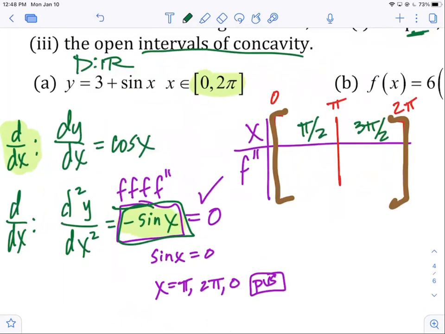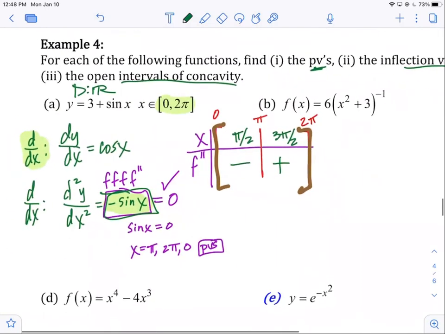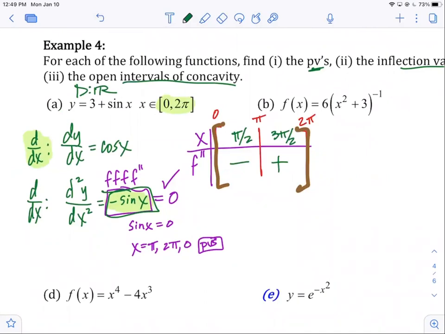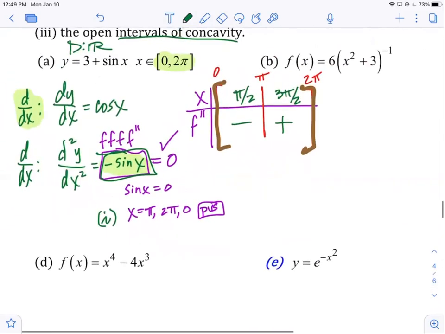So let's do that. Sine of pi halves is 1. 1 times negative is negative. And then 3 pi halves, sine of 3 pi halves is -1 times negative is positive. So this little number line chart is going to give us all the information we need. Okay. So we already found the PVs. That's part 1 right there. Now we're going to find the inflection values.